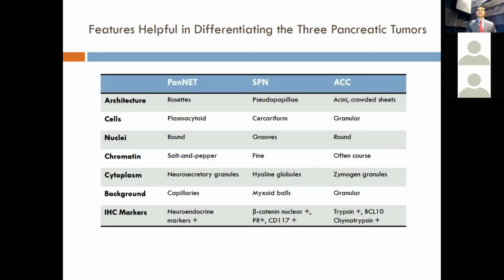Since these three tumors, the pancreatic neuroendocrine tumor, solid pseudopapillary neoplasm, and acinar cell carcinoma, can have overlapping morphological features. The cytomorphological features, as illustrated over here, are helpful, but the diagnosis is highly dependent on demonstration of the specific IHC markers, which, as we have seen for pseudopapillary neoplasm, are beta-catenin, progesterone receptor, and CD117. And for acinar cell carcinoma, it's trypsin, BCL10, or chymotrypsin.